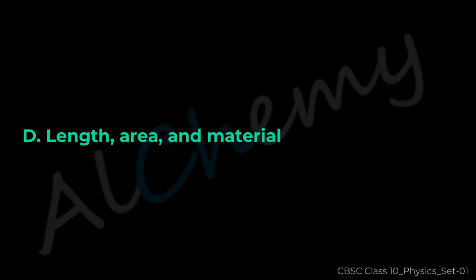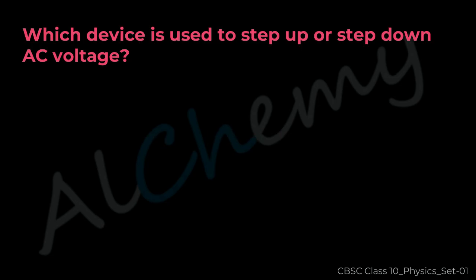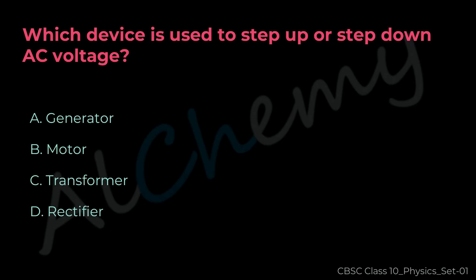The correct answer is D. Length, area, and material. Question 33. Which device is used to step up or step down AC voltage? A. Generator. B. Motor. C. Transformer. D. Rectifier.